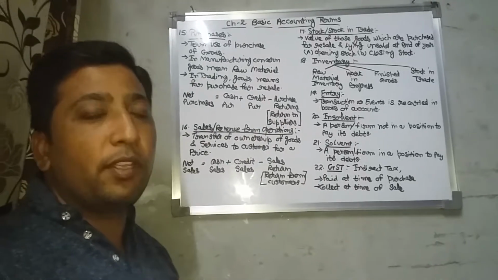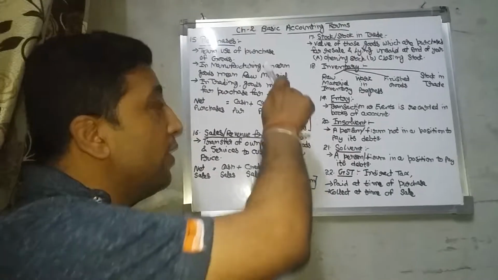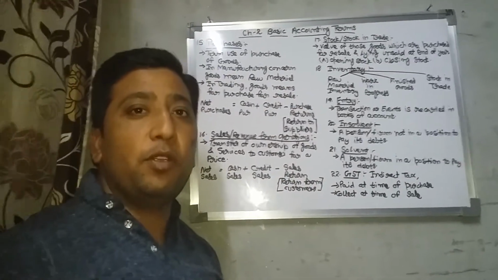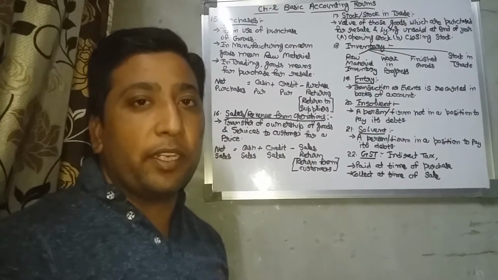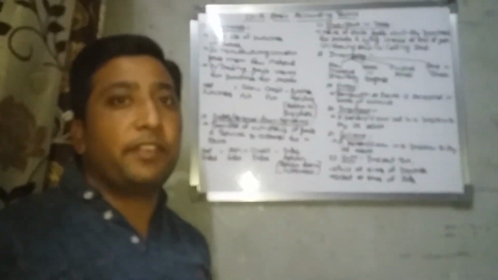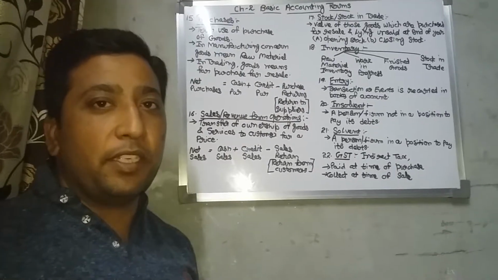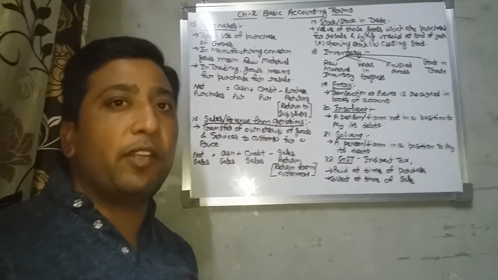Good morning students. Today we are going to discuss some basic accounting terms. So first is purchases. Purchases mean when you start a business you have to buy the raw material. But there is a difference in a manufacturing concern as well as in a trading concern. In a manufacturing concern, purchases means purchase of raw material because you have to manufacture the goods.